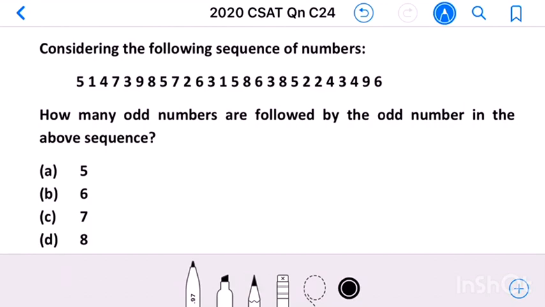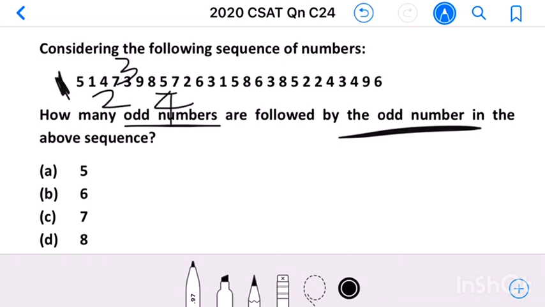Question number 24. Consider the following sequence of numbers. How many odd numbers are followed by an odd number in the above sequence? So the first number 5 is followed by 1. So that is the first one we are looking for. Then 7 is followed by 3, the second one. 3 is followed by 9, the third one. Then here it is the fourth. Then here 3 followed by 1, it is the fifth. Then 1 followed by 5, the sixth.